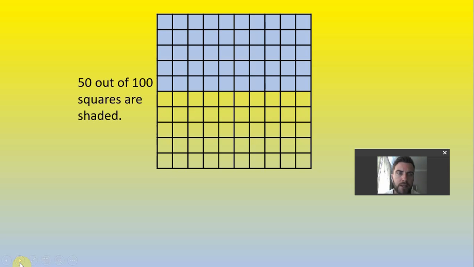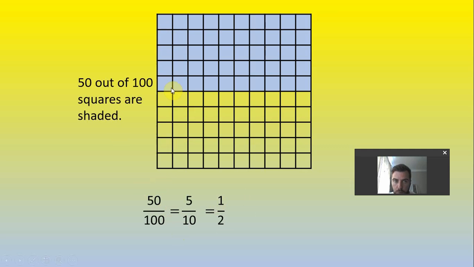Okay, so let's have a look at this. So 50 out of 100 squares is shaded blue. As a fraction, we would say 50 hundredths, which can simplify to 5/10, which also then simplifies to 1/2. And if you look at this, you can see it's 50 out of 100, but you can see that it's a half. So half of this grid is shaded blue.